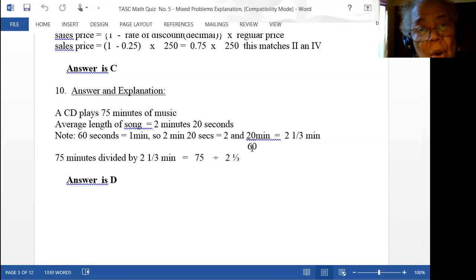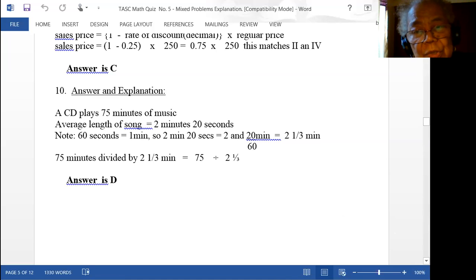So we want to know, with this 75-minute CD, how many songs can we put on it? Well, we want to set up the expression that shows the number of songs. So it's a division. We take the 75 minutes and divide it by the 2 1/3 minutes, and that will give us the number of songs we can put on this CD that holds 75 minutes of music.